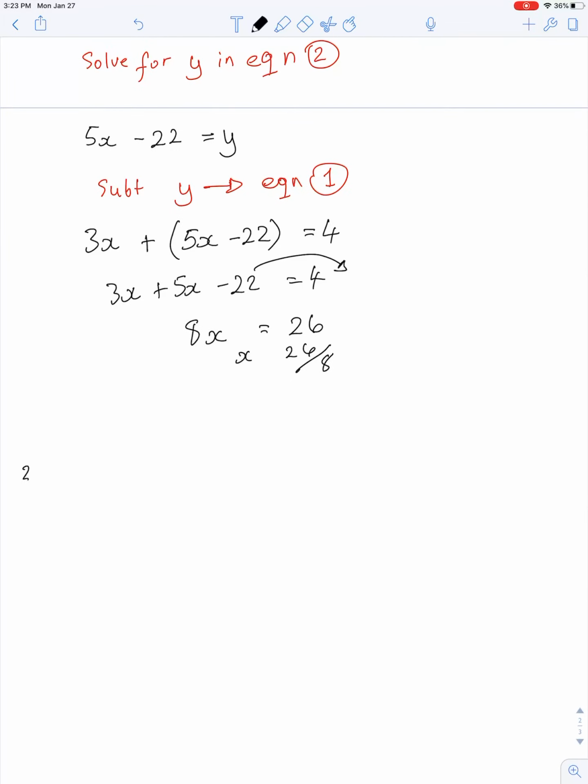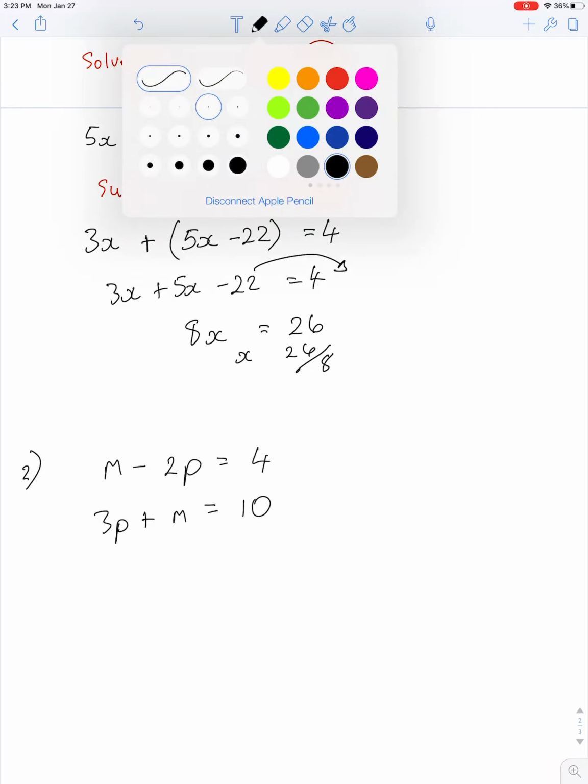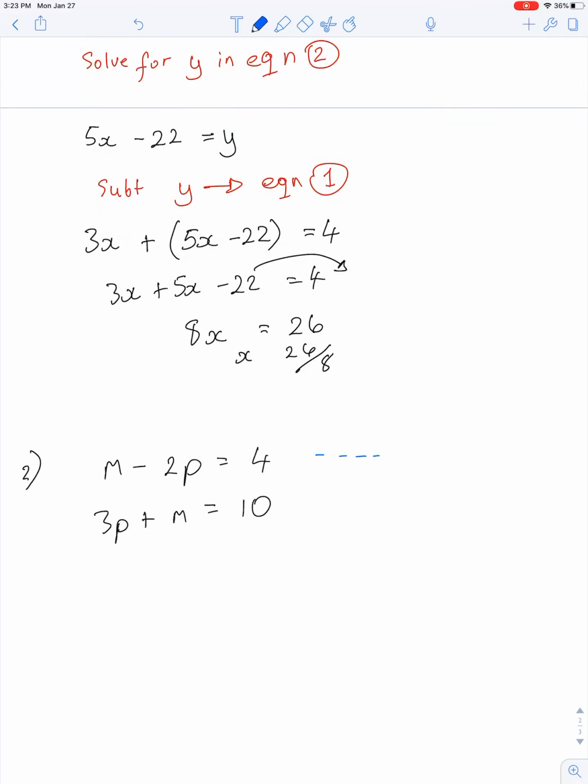Okay, so we're going to look at another problem. This is going to be m minus 2p is equal to 4, and 3p plus m is equal to 10. All right, first things first, step 1, label equations. Step 2, check for your unknowns. 1 unknown variable, 2 unknown variable, 2 equations. So now I could solve numerically.